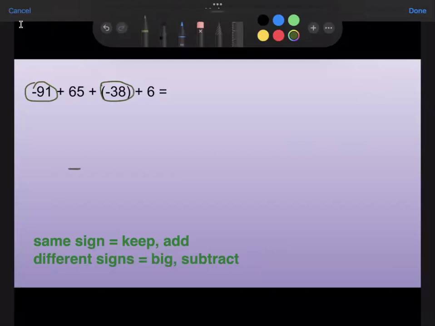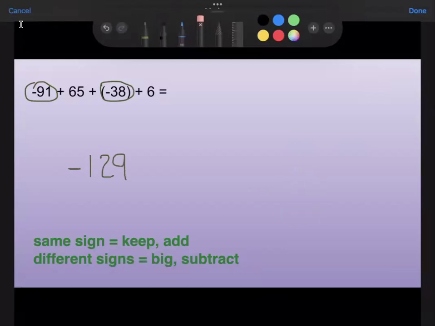Now I just have to add 91 plus 38 to find out how many negatives I actually have. 1 plus 8 is 9, and 9 plus 3 is 12. So that would be negative 129 for those two numbers.